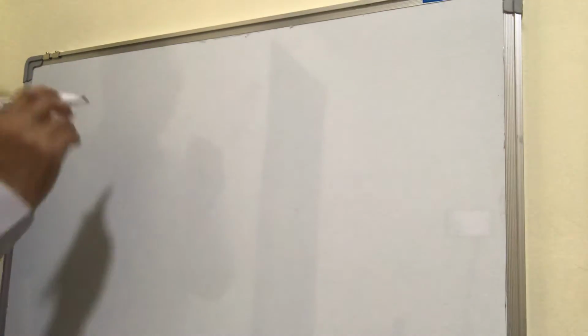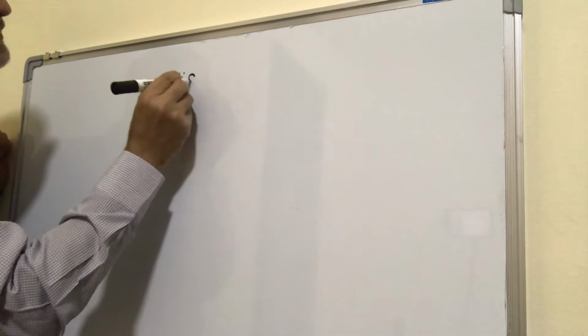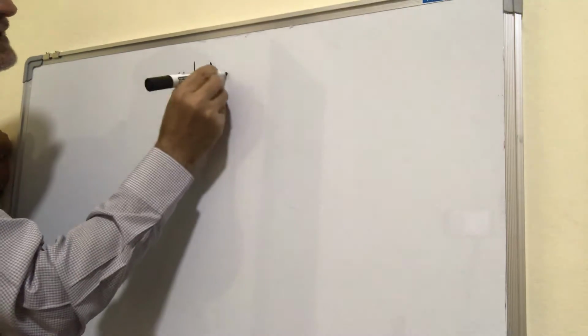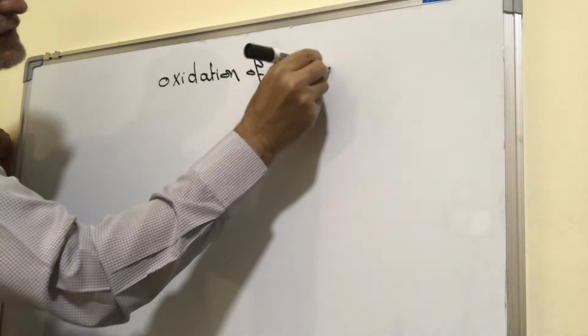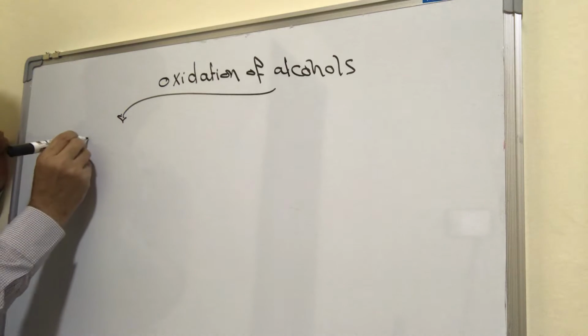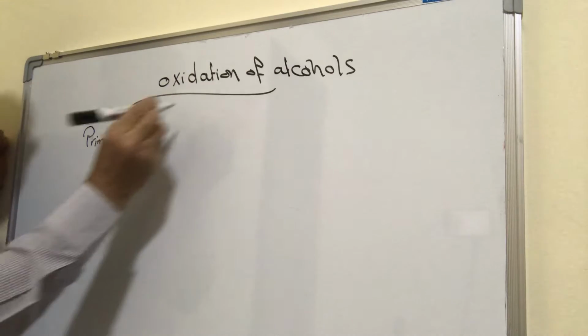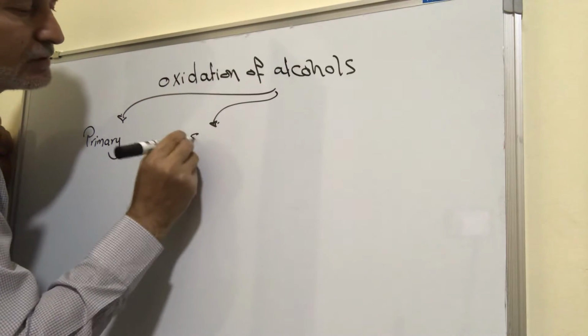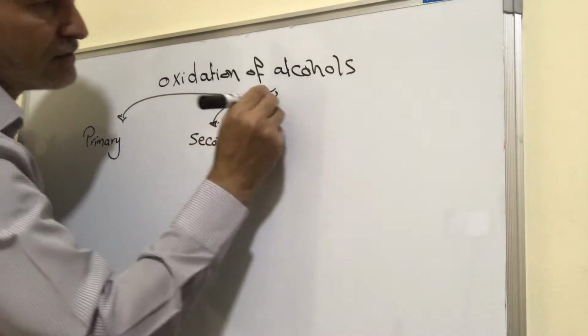Let's start with something that some of you asked me about in the inbox in Edmodo: the oxidation of alcohol. If we are going to talk about oxidation of alcohols, we should first say that alcohols are classified into 3 main types, as you all know. The first one is the primary, and I think we have covered this part within the school. The second one is the secondary, and the third one is the tertiary.